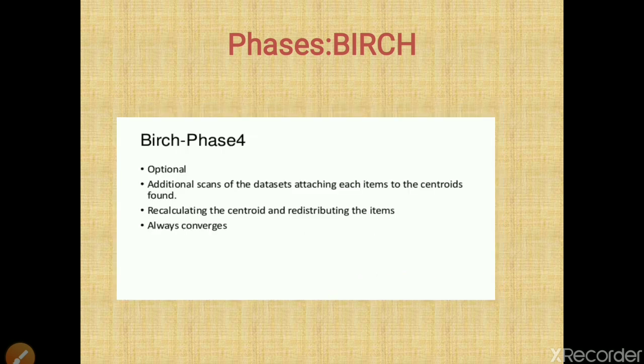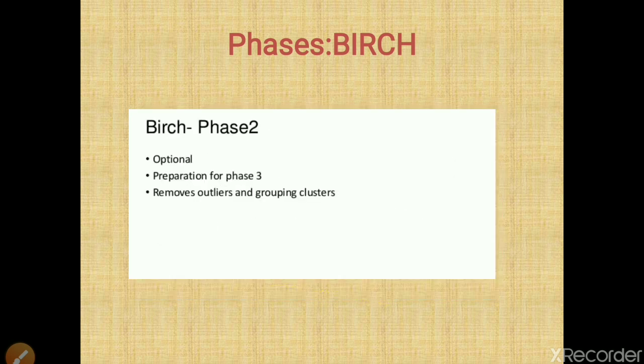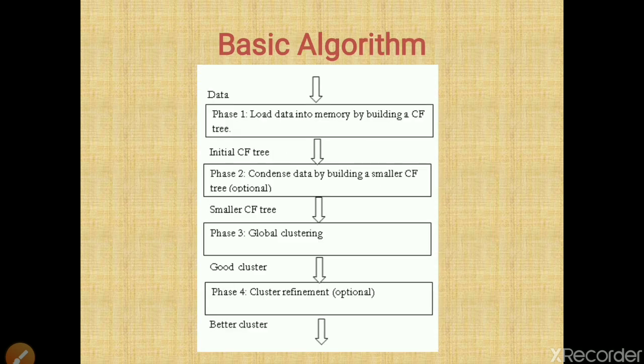Now the fourth phase is an optional phase. Here it is refining the cluster. So here there is an additional scan on the data set, attaching each item to the centroid that is found, recalculating the centroid and redistributing the items, and it always converges to a point. So these are the main points under phase 4. So what is phase 4? Cluster refinement. This is an optional phase.